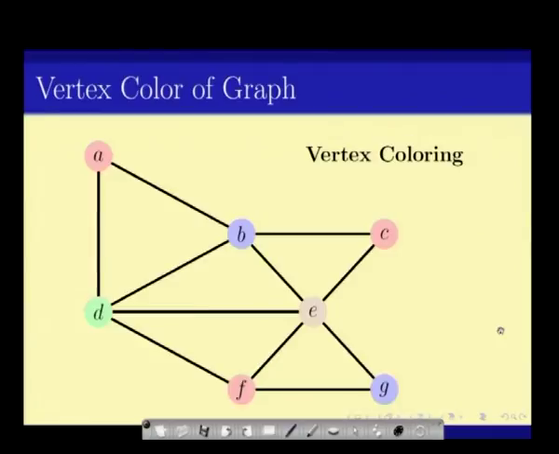Now, this is the coloring of this graph. How many colors have we used? We have used only 4 colors.